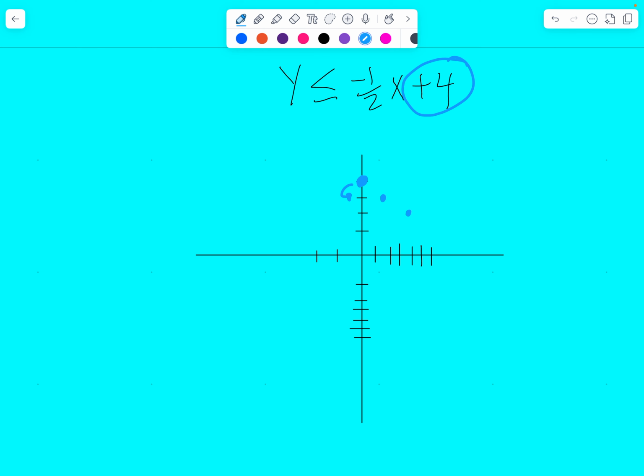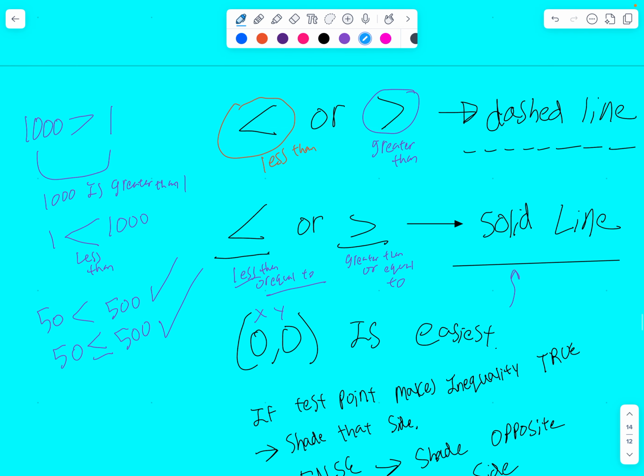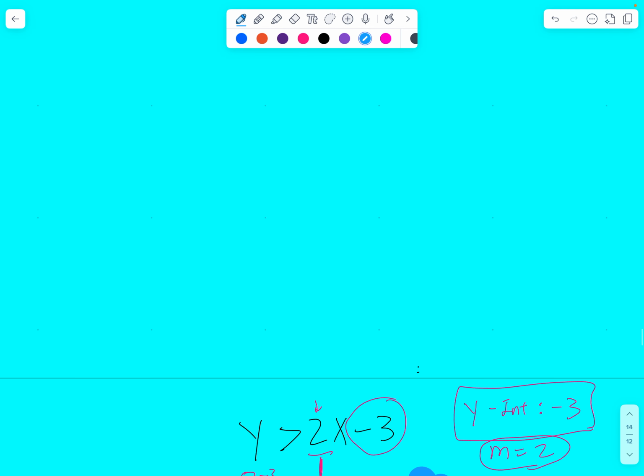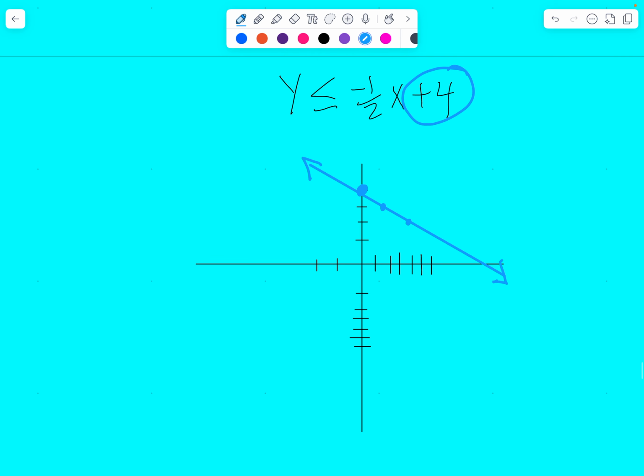Now it's less than or equal to. Is that a dashed or a solid line? Well, let's take a look at the rule. If you have less than or equal to or greater than or equal to, that's a solid line according to the rules. So just connect the dots. There we go. See, I'm not the worst artist. Okay, so now I drew it.